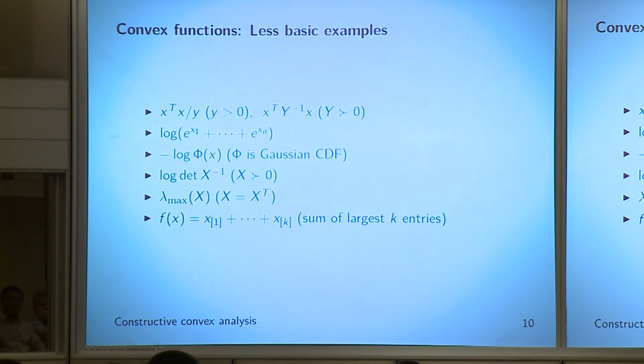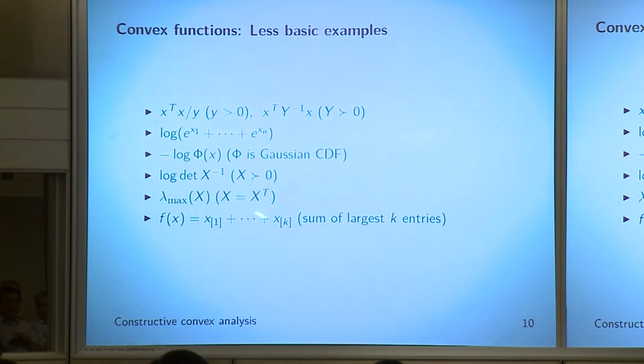Here's one, the maximum eigenvalue of a symmetric matrix. That's convex, okay? That's not obvious at all. It's not differentiable, for one thing. It's quite complicated, right? There's no analytical formula for this if X is bigger than a 5 by 5 matrix, by Galois. There's no formula for it, right?